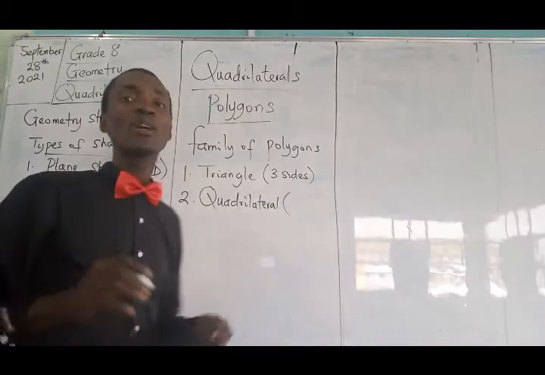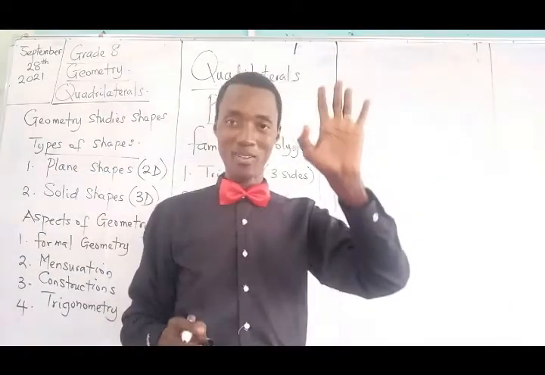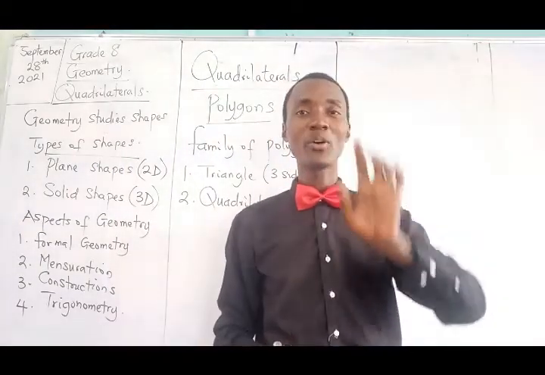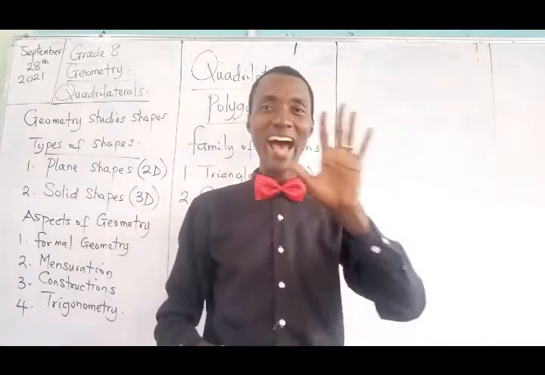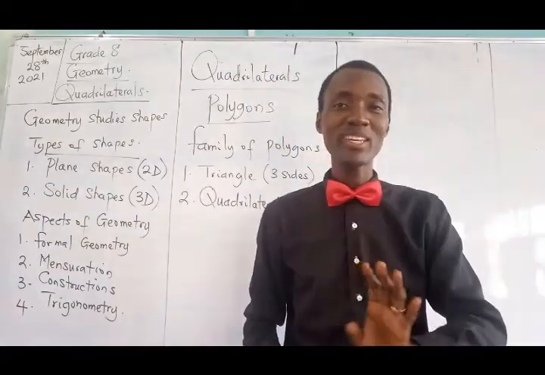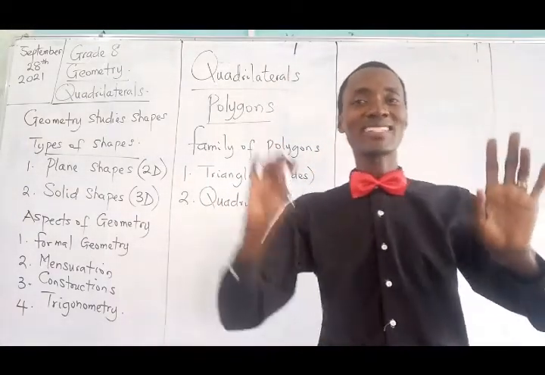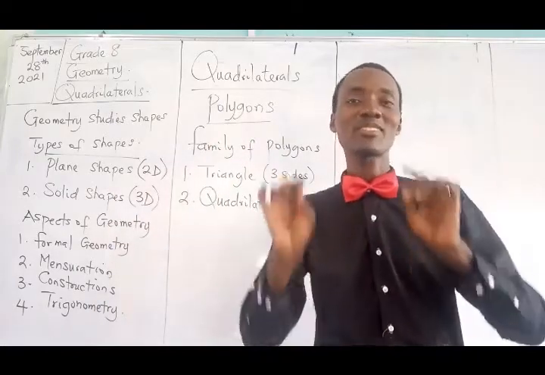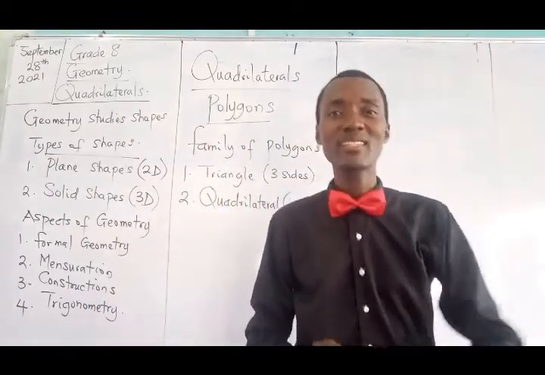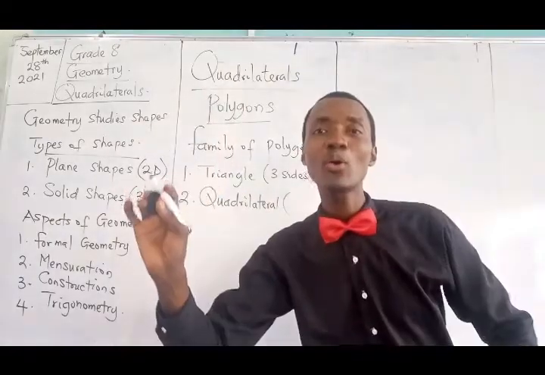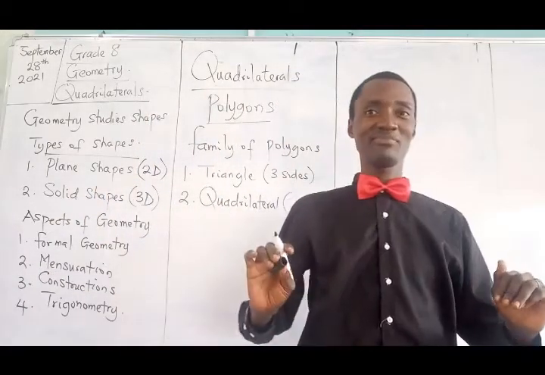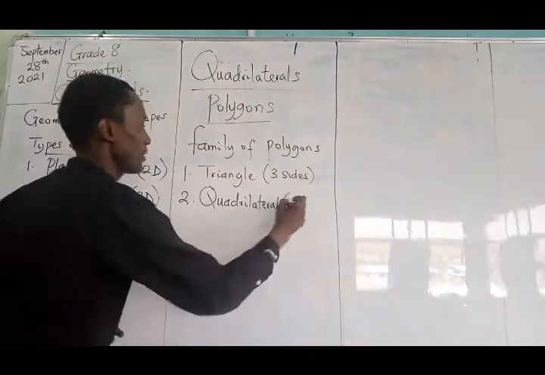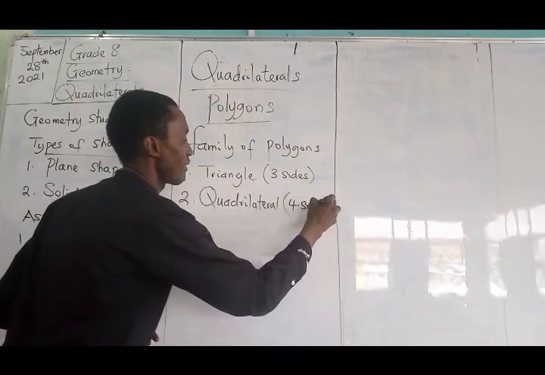The word quad means 4. Laterals means sides. So quadrilateral means what? A 4-sided shape, just like when we talk about a triangle, it means a 3-angle shape. Are we getting it? Alright. Now, this will be 4 sides.